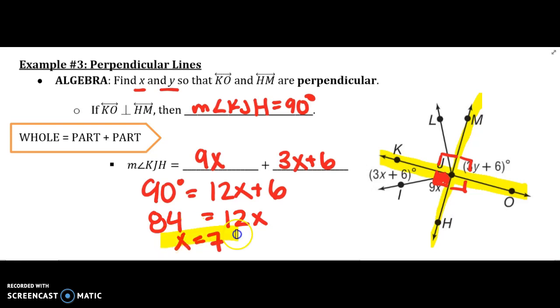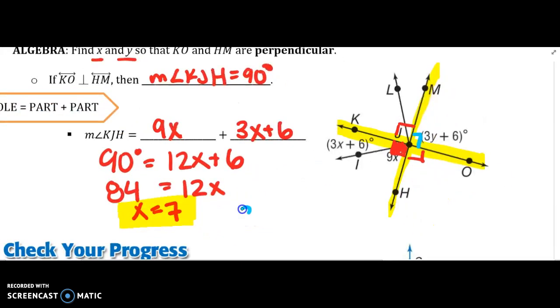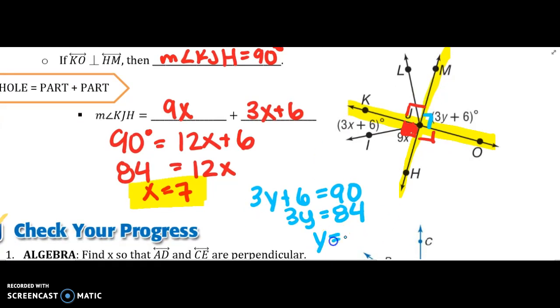So I'd find x and y. Well, we found x. Now we need to find y. And we're going to be using this right angle. So we know 3y plus 6 equals 90. And why we know these are 90 is because they're perpendicular. And perpendicular forms right angles. And so y is 28. And there are your answers.